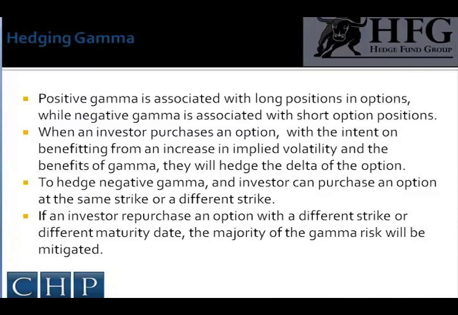When an investor is short an option, they are short gamma. As the market rises, they become shorter with the underlying stock, and as the market goes down, they become longer and longer. This is an unenviable position, which is compensated by a premium. To hedge negative gamma, an investor can purchase an option at the same strike or offset the gamma risk. If an investor repurchases an option with a significantly different strike or different maturity date, then the majority of the gamma risk will be mitigated, but there will also be some risk associated with the position.